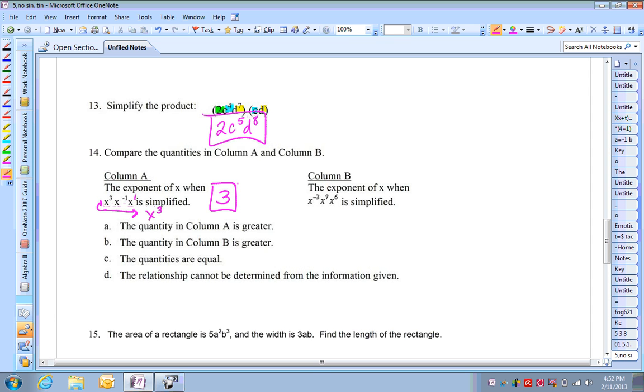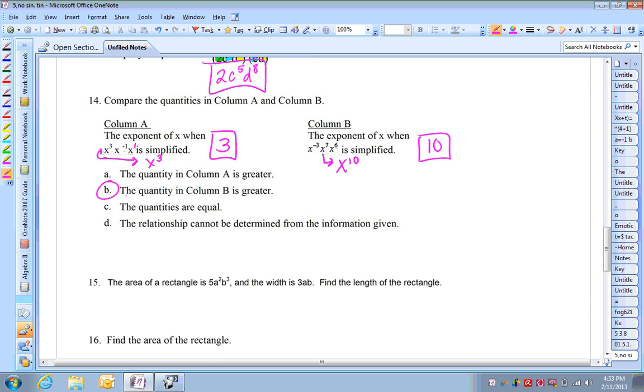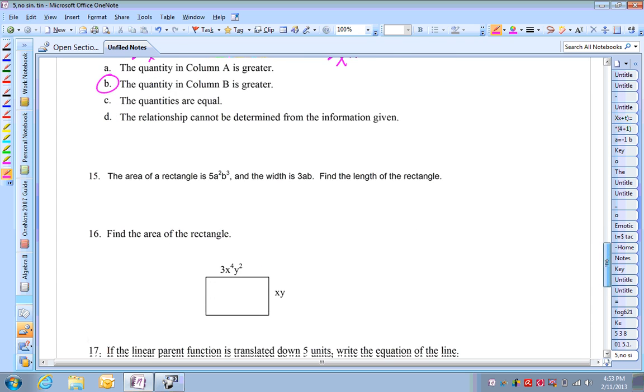In column B, they want the exponent of x when x to the negative 3 times x to the 7th times x to the 6th is simplified. So we're multiplying things of the same base, so we add the exponents. So this becomes x to the 10th, because negative 3 plus 7 plus 6 is 10. And they want the exponent value, so our value in column B is 10, and therefore B is our answer. The quantity in column B is greater.